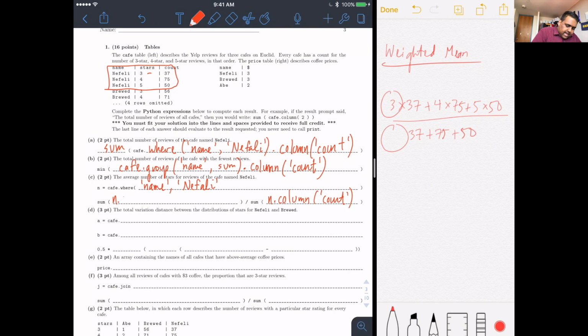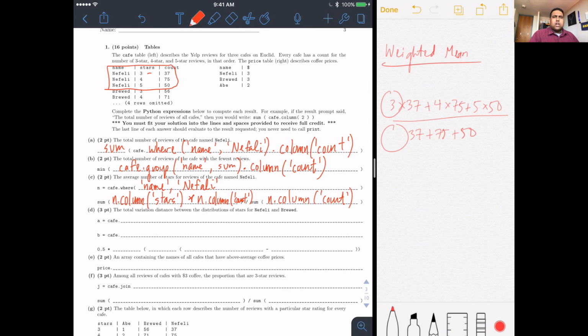So we do sum of n dot column stars times n dot column count. And that will, as we've gotten used to, multiply those values pairwise. So we're good to go.